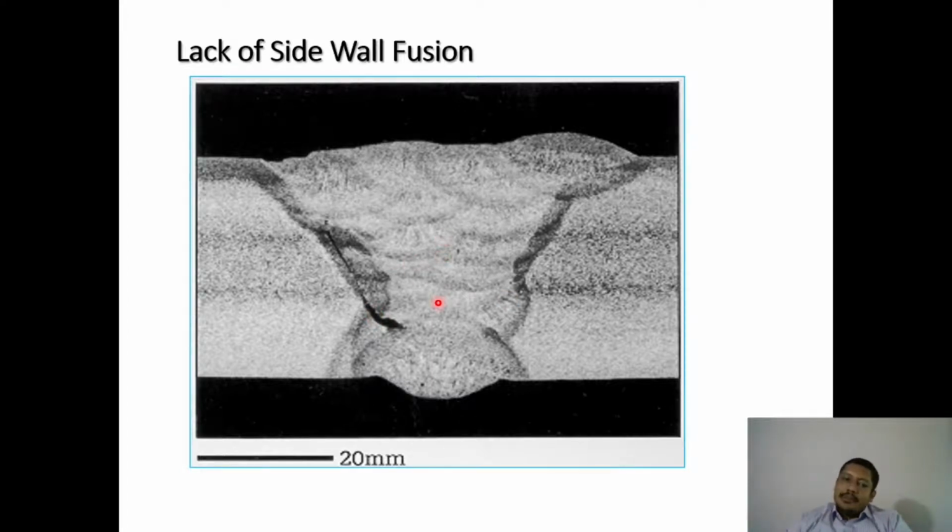And in this figure, you can also see another defect which we have discussed already. It is also visible in this figure. So you can think of what it was. I am not going to discuss it.